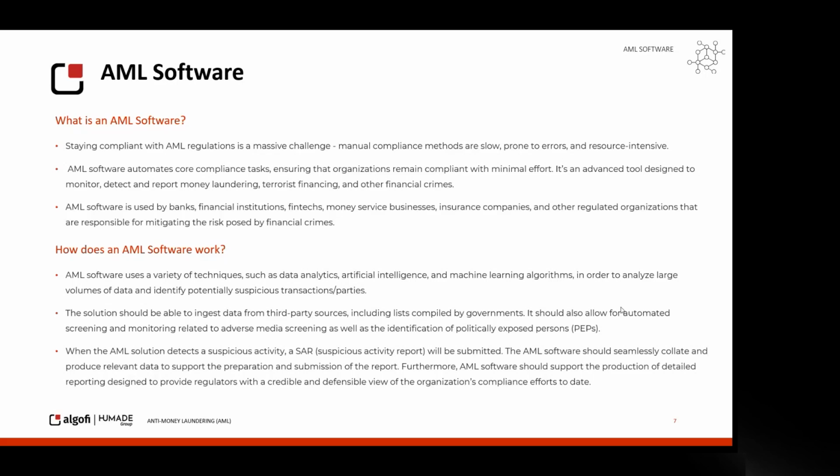So how does AML software work? AML software uses a variety of techniques such as data analytics, artificial intelligence, and machine learning algorithms in order to analyze large volumes of data and identify potential suspicious transactions or parties. The solution should be able to ingest data from third-party sources, including lists compiled by the government. It should also allow for automated screening and monitoring related to adverse media screening, as well as identification of politically exposed persons.